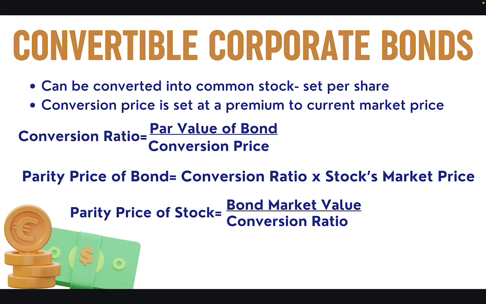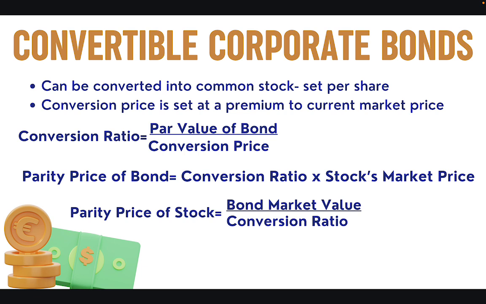I would absolutely make a 3x5 index card on this. And then the parity price of the bond is the conversion ratio times the stock market price. And then we have the parity price of the stock. You take the bond market value divided by the conversion ratio. These are all very important to know. I would memorize these. And also, it makes sense, right?